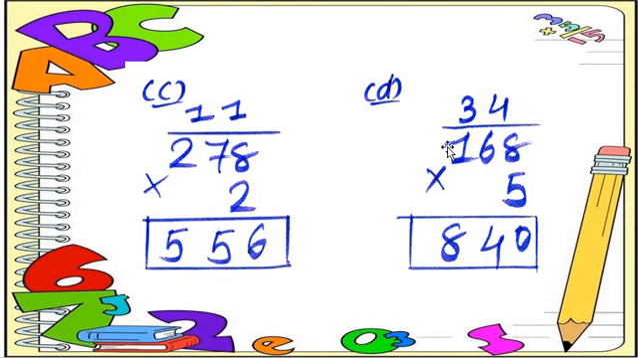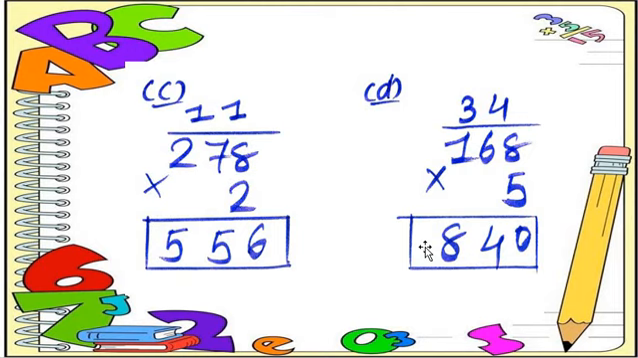Then after that, 5 1s are 5. 5 plus 3 is equal to 8. Got my point, all students? So the answer is 840. 168 multiply by 5 is equal to 840. Understood? Got my point, all students? I hope you all have understood better.